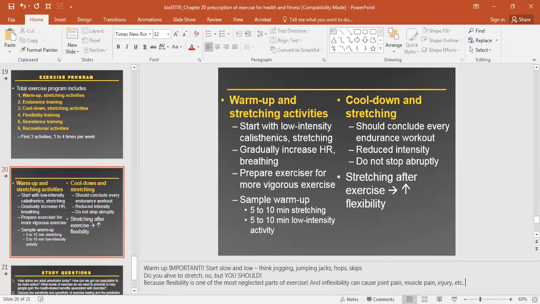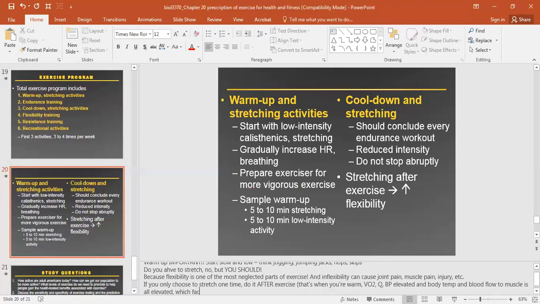And when you're stretching, stretch after. If you only choose to stretch one time, do it after exercise. That's when you're warm. VO2 is elevated. Cardiac output is elevated. Blood pressure is elevated. Not tons, but enough. And body temperature and blood flow to muscle are all elevated, which facilitates your ability to stretch without injury. So all in all, stretching is a really good thing, particularly because more often than not, if you're going to exercise, most people neglect the stretching.